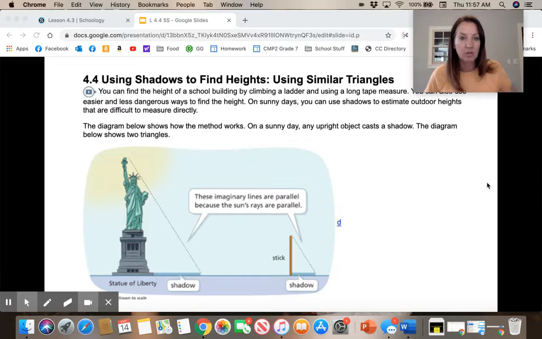The diagram below shows 2 triangles. So what we're assuming here is that the sun's rays are parallel. The imaginary lines are parallel because the sun's rays are parallel, right? So they're making this triangle here with the Statue of Liberty, her shadow, and the sun's rays. Okay, so we know these are similar because this is a 90-degree angle, a right angle, and we know that these are parallel, which would make these 2 angles equal. So therefore they'd be all equal angles and therefore similar triangles.